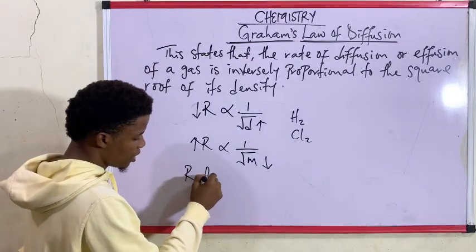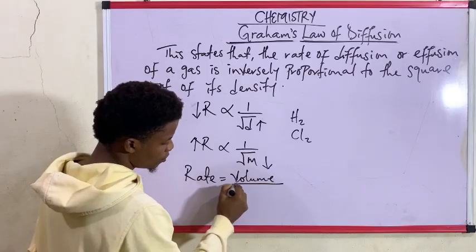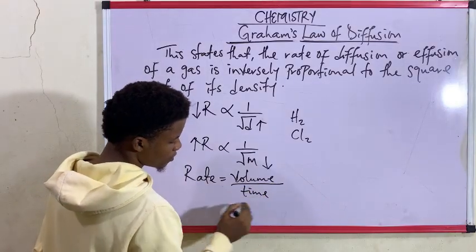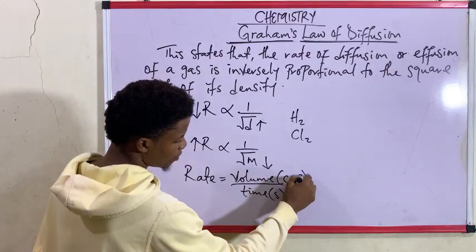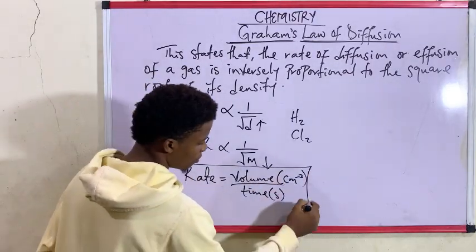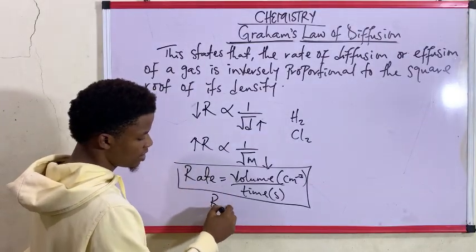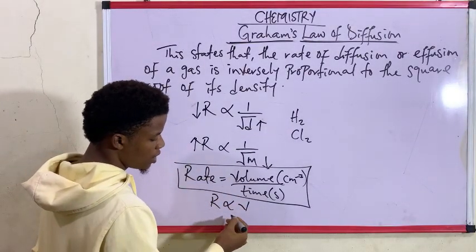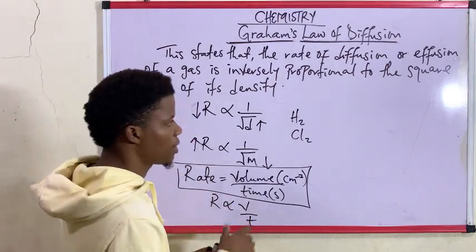To give us the formulas that we need, first of all, we have rate is equal to volume over time. Volume is in centimeter cube, and time is in seconds. This is one important formula of rate you need to know. What this formula is telling us is that rate is directly proportional to volume and inversely proportional to time.